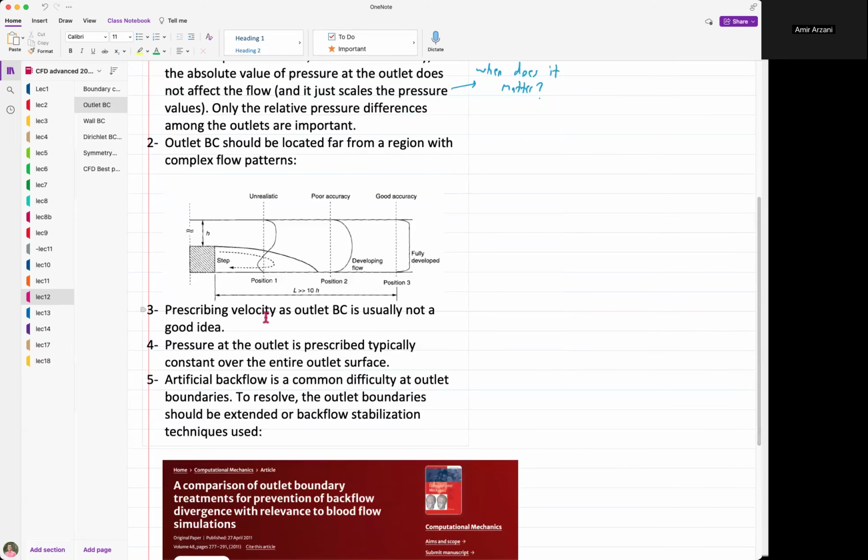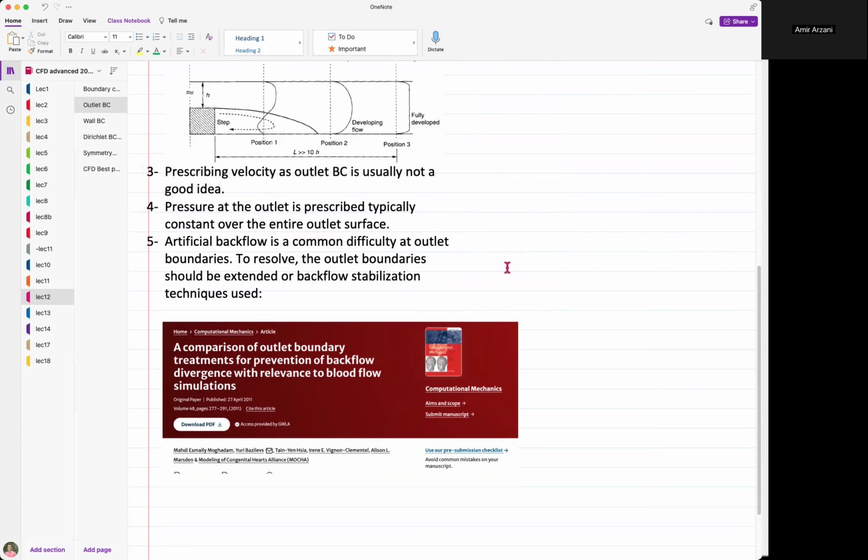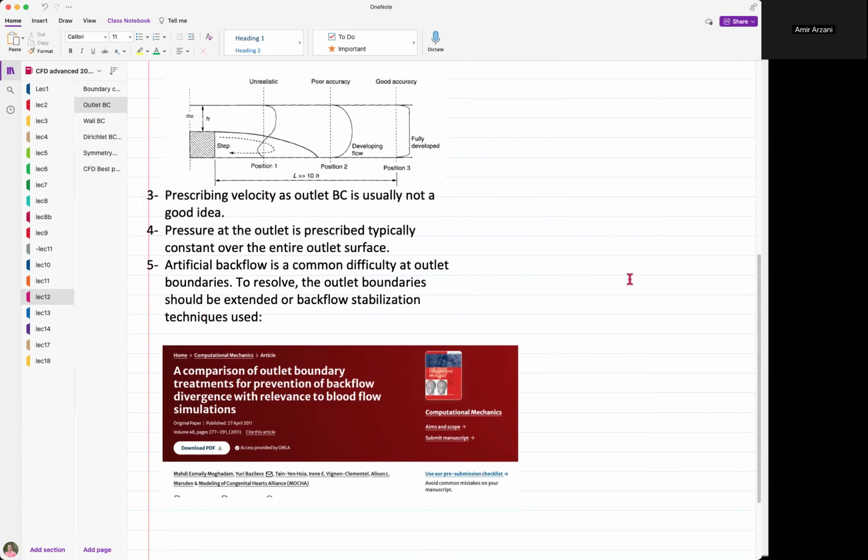You also can impose prescribed velocity as an outer boundary condition, but that's usually not a good idea and not recommended. If you're doing prescribed pressure on your outlet, that's usually done as a spatially constant pressure. And finally, a common thing that happens in a lot of CFD simulations is that you get artificial backflow at the outlets. These backflows are not physical, and they can cause divergence problems.